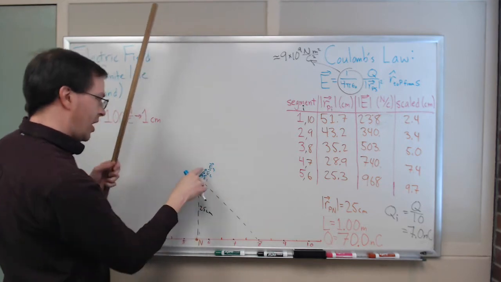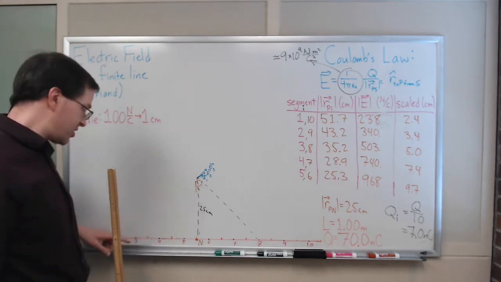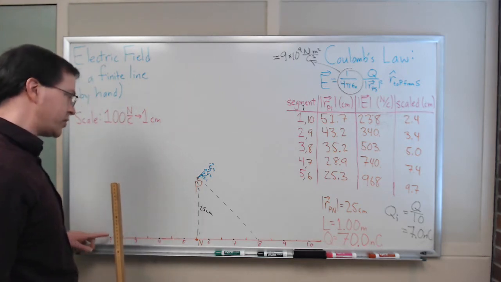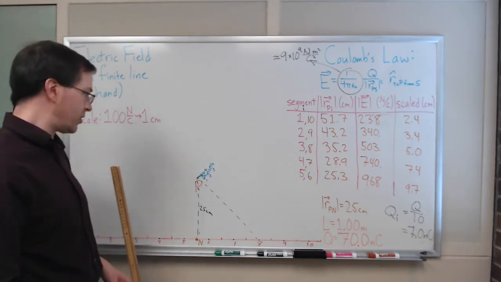And you can see it's a little longer and a little tilted up. Tilted up because of the direction. It's longer because the point is closer. Point 3 is closer than point 2. So it's a longer arrow because Coulomb's law says the electric field gets stronger when you get closer.